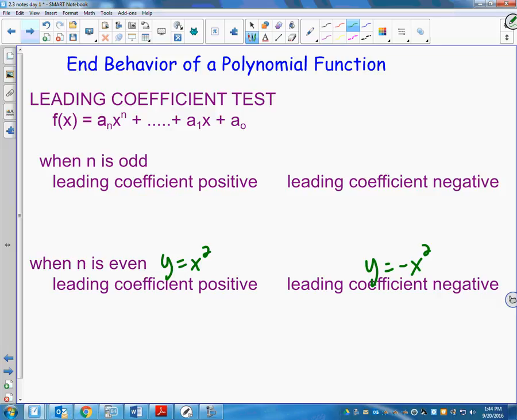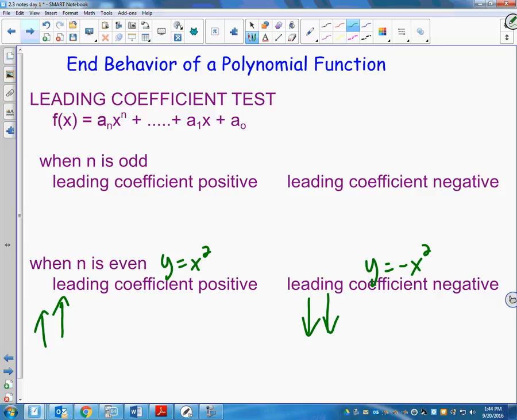So if you're just using this to sketch your graph, it's easy to say, well, if it's a positive leading coefficient and it's even, I know both my arrows will point up, or I know both my arrows will point down if that leading coefficient is negative. That works for any even function, x to the 4th, x to the 6th, x to the 8th. Whatever happens in the middle happens, but the arrows will always be pointing in the same direction.